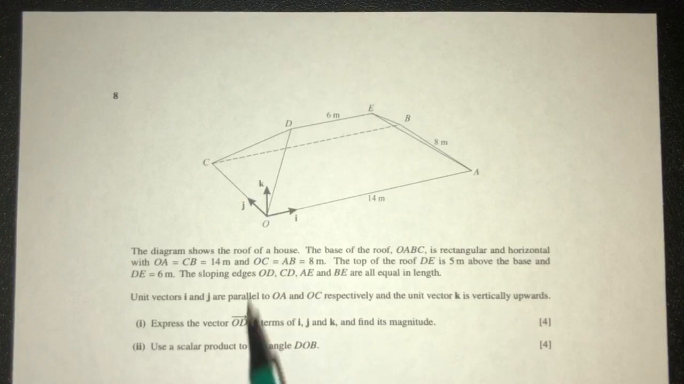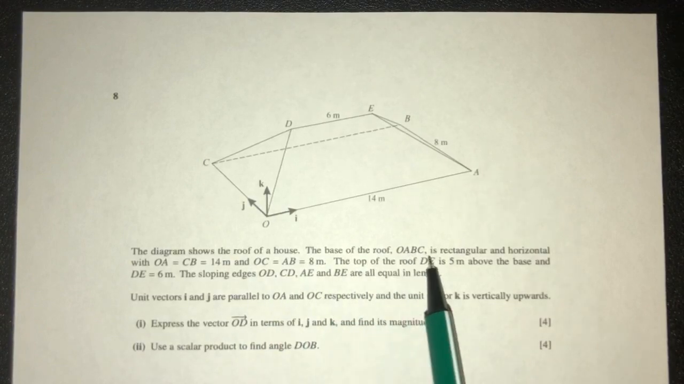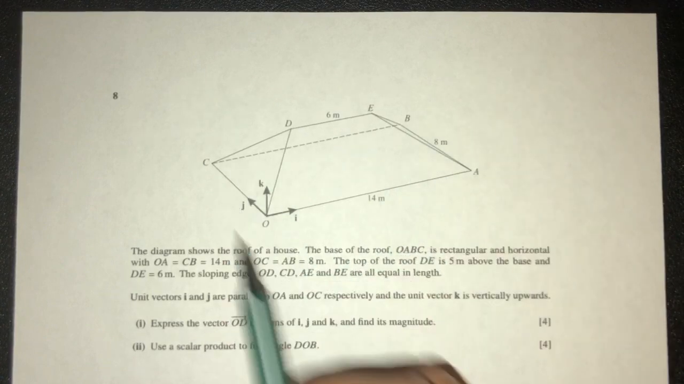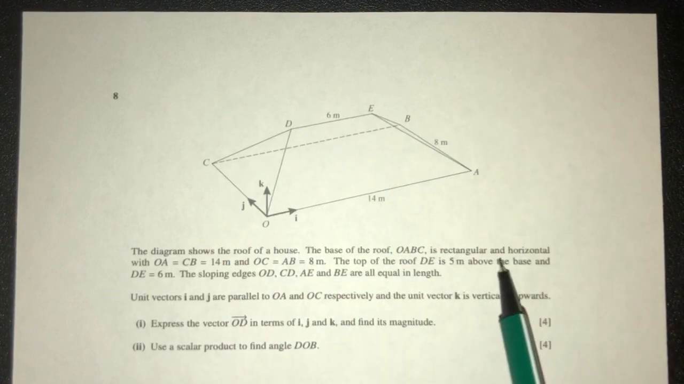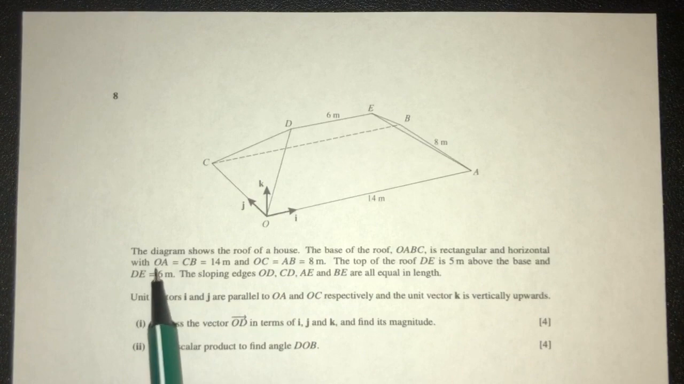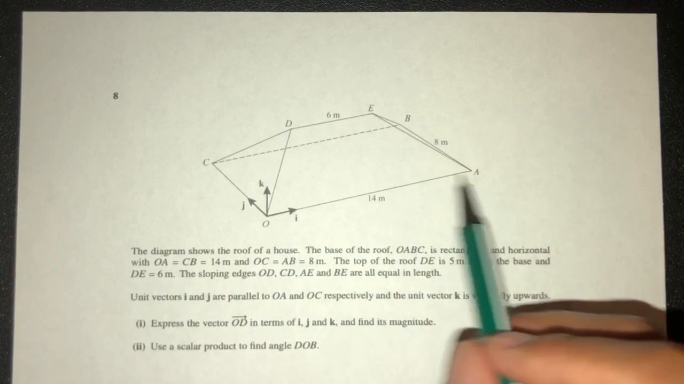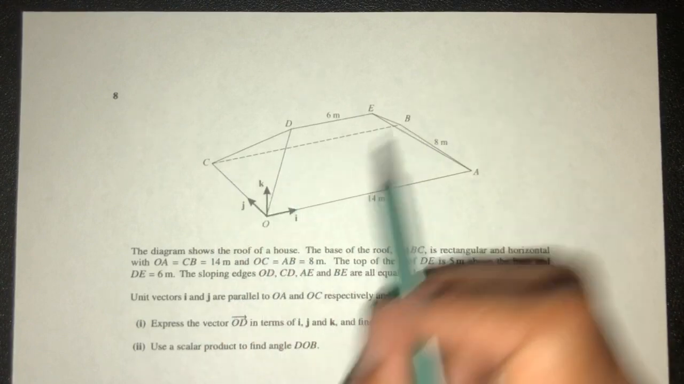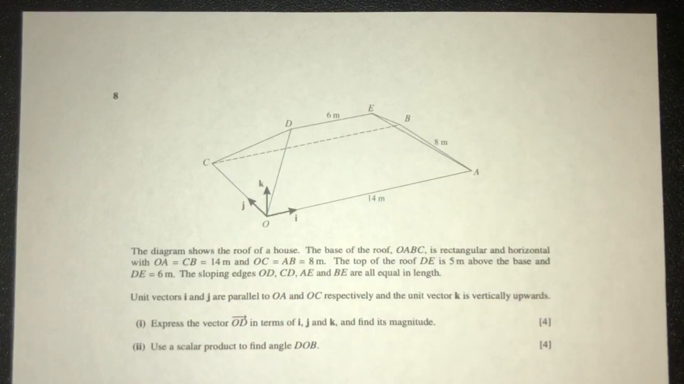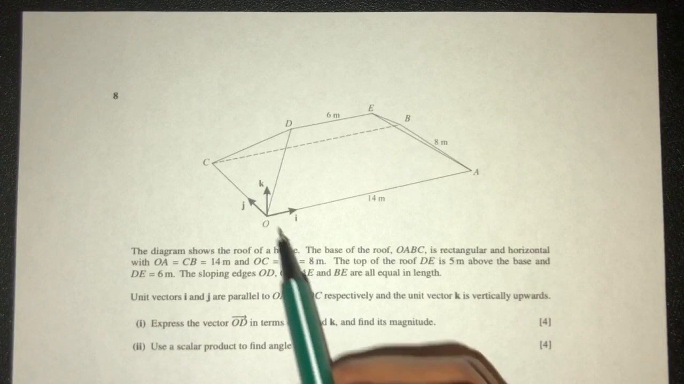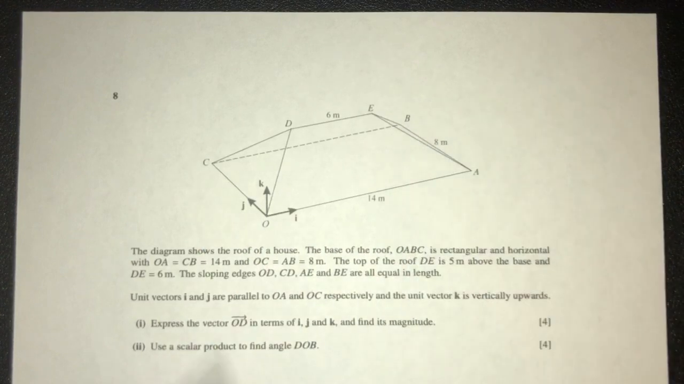So the diagram shows the roof of a house. The base of the roof, which is OABC, is rectangular and horizontal with OA and CB equal to 14. So OA and CB, so this and this, are equal to 14. Now OC and AB are 8. So OC and AB, they are 8.